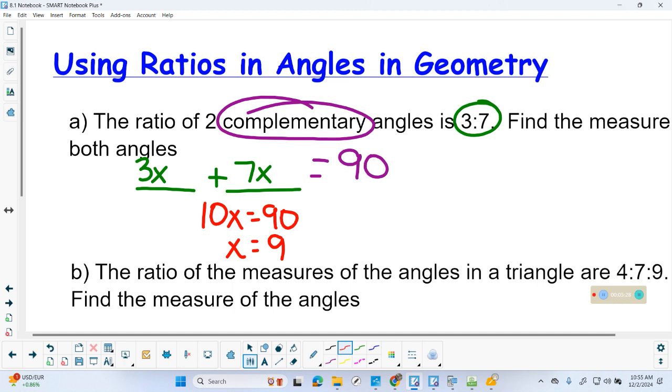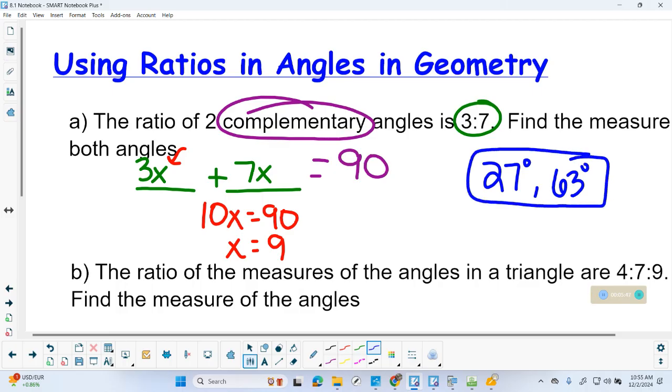9. Now, final answer, remember, wants the measure of the angle. So you got to do a little back substitution, so to speak. Put 9 in here for x. What's 3 times 9? So I'm going to put 27 degrees. What's your second angle? What's 7 times 9? 63. And obviously, 27, 63, they combine to 90 degrees. We've seen these types of problems before. It's been a while. Might just need a little review.